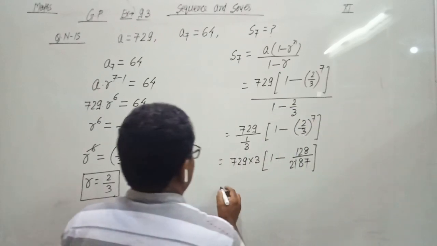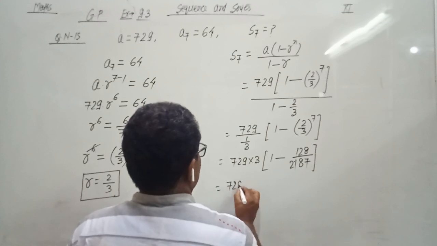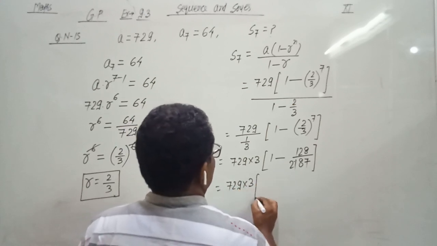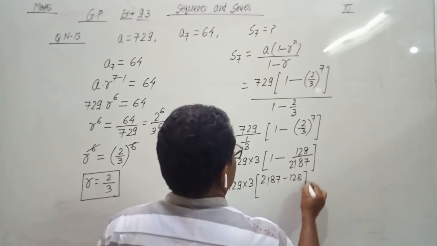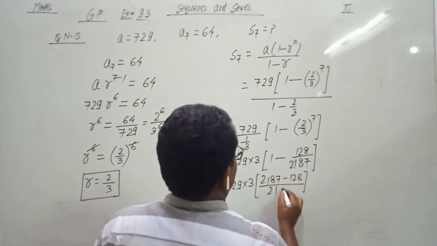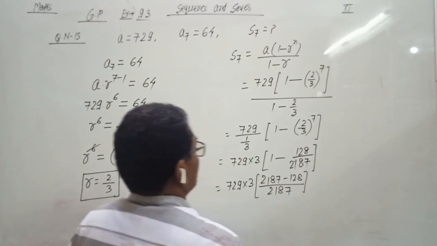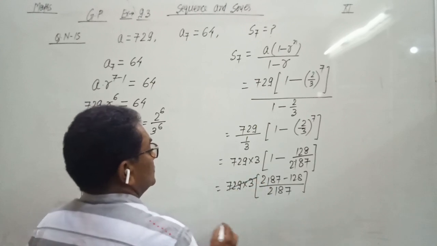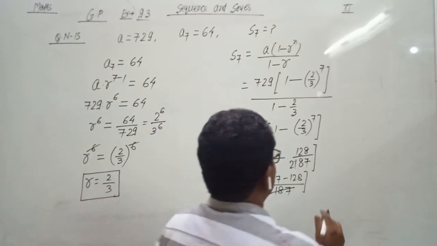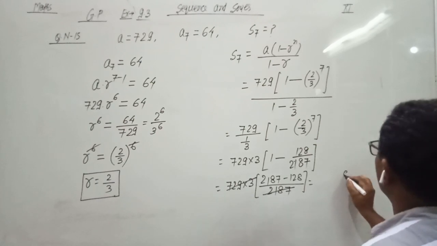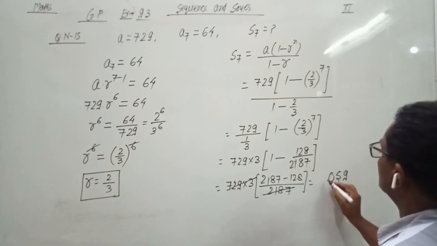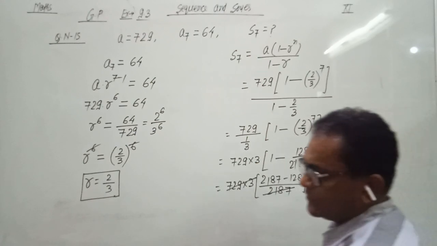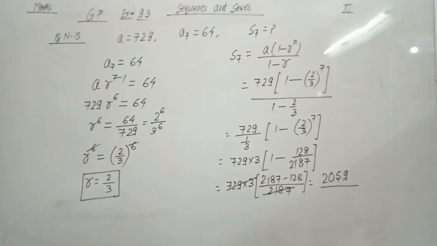Then we solve by taking LCM. 729 into 3 and 2187 minus 128 upon 2187. The 2187 gets cancelled, and we get the result 2059. The sum of the first 7 terms, S7, equals 2059.